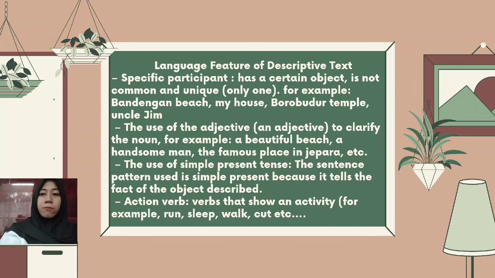First is specific participle. It has a certain object that is not common and unique. Only one. For example, Bandengan Beach, my house, Borobudur Temple, and Uncle Jim. And the second, the use of the adjective to clarify the noun. For example, a beautiful beach, a handsome man, the famous place in Jepara, or so on. Third is the use of simple present tense. The sentence pattern used is simple present because it tells the fact of the object described. Fourth is action verb. Verbs that show an activity, for example, run, sleep, walk, cut, or so on.